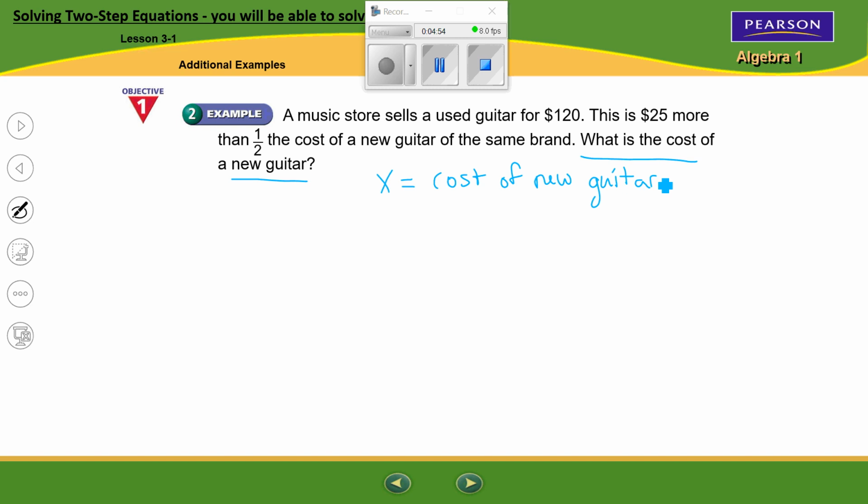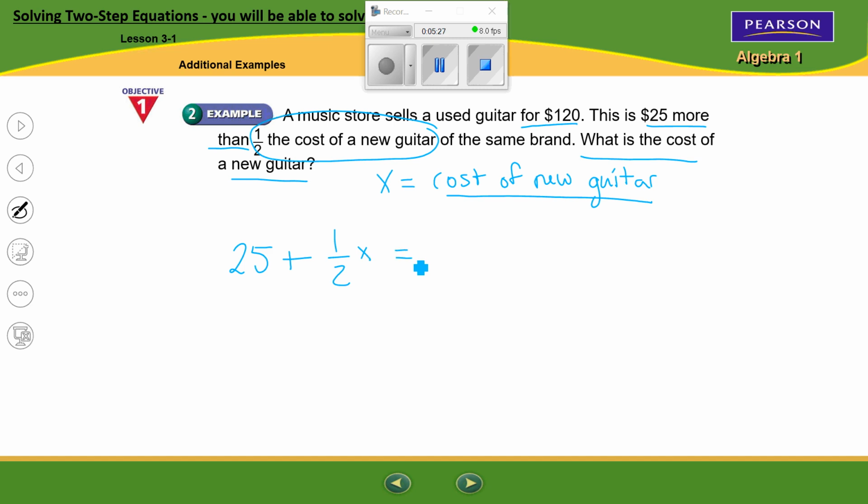So let's go back and read a little bit more. The music store sells a used guitar for $120. This is $25 more than. I start thinking to myself, and I also want to start writing when I read that. $25 more than, 25 on top of, so 25 plus 1/2 the cost of the new guitar. In other words, 1/2 of x, which is the cost of the new guitar that we don't know.